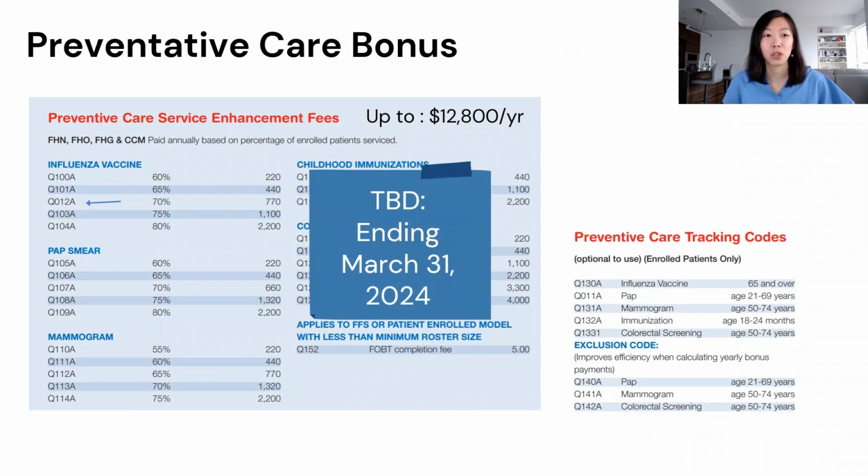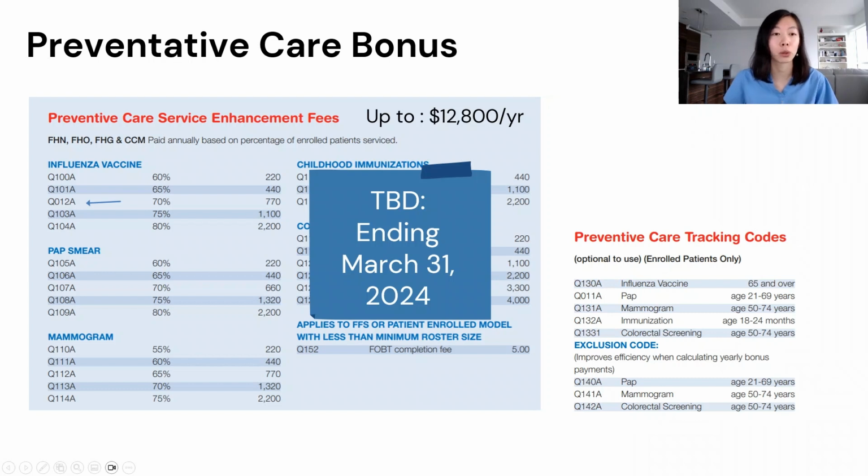Now, there's also these things called preventative care bonuses, and if you're specifically in an FHO type model, these might be ending on March 31st, 2024. So this might not necessarily be relevant to you, but I'll just go through this very quickly. If you're in an FHG model, for example, you have access to this. If you're in a fee-for-service model, you don't unfortunately have access to these codes.